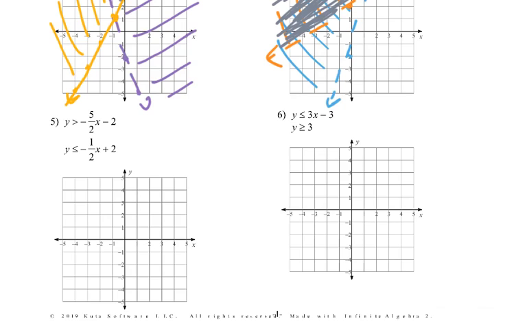Just continuing to go. -2, slope of -5, so down 5, to the right 2, or up 5, to the left 2. There's no equal to, so dotted line. Y is greater than, so shade above.